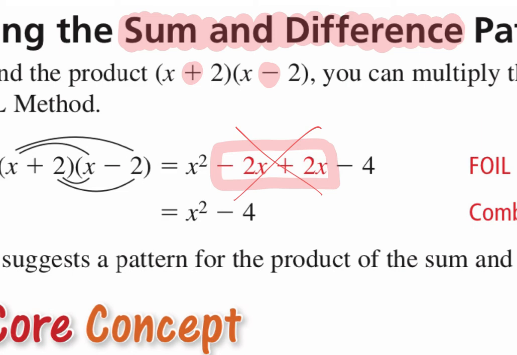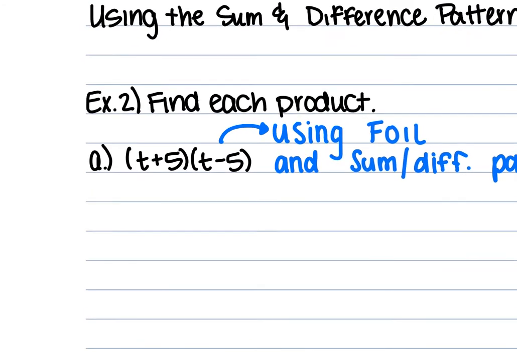Yeah, so you can still FOIL for these, but there is a shortcut, okay? So the first two that we're going to do, we're actually going to FOIL them. Then afterwards, we're going to apply the shortcut, okay? All right, so for the first two. But it only works for certain ones. Correct.